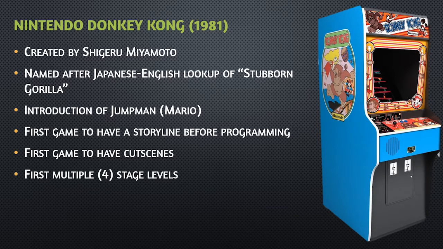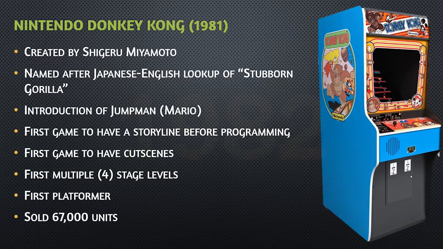First game to have cutscenes, I already mentioned that. First time to have multiple stages to a level. So you would have level 1-1, 1-2, 1-3, then 1-4, and then the cycle would begin again. So that's a big deal. First platformer, where you are jumping over stuff. This is where it comes from. And they sold 67,000 units.